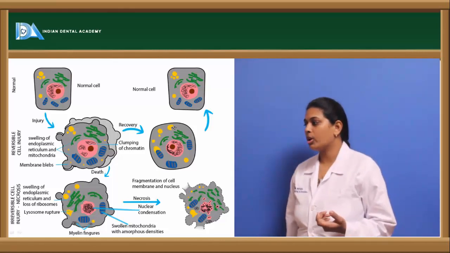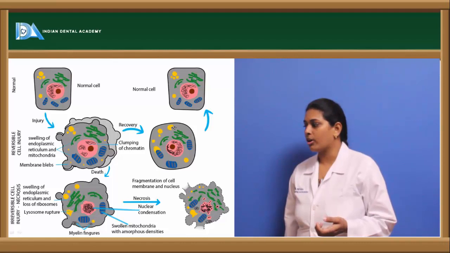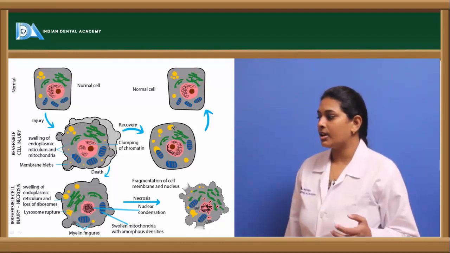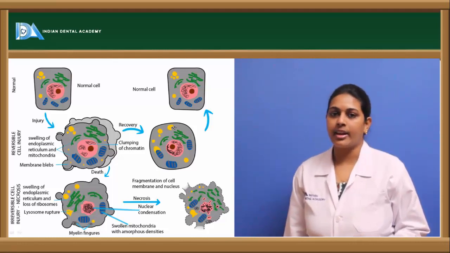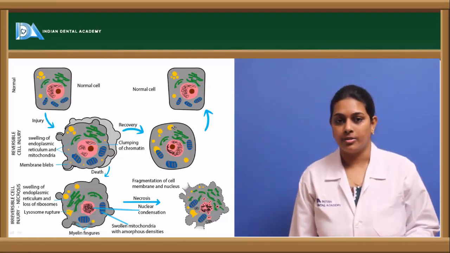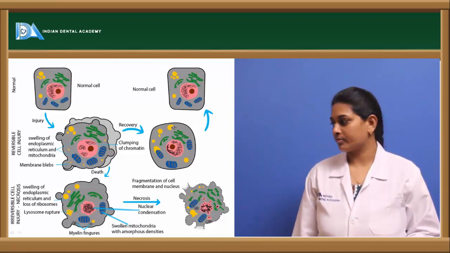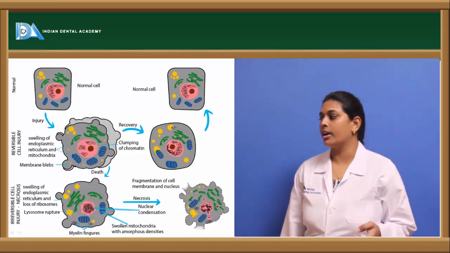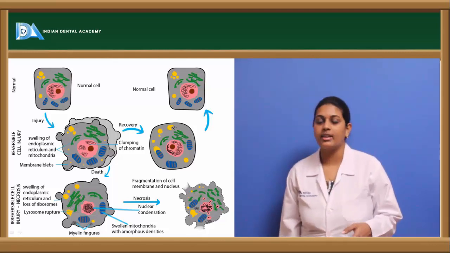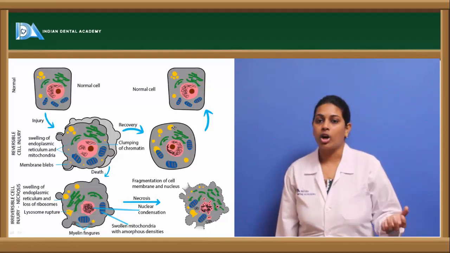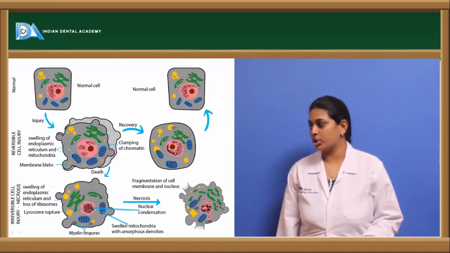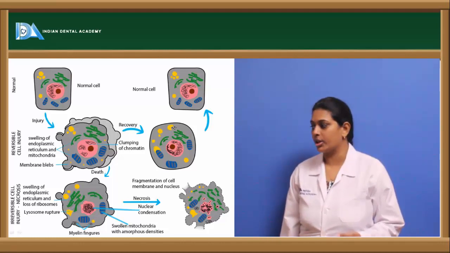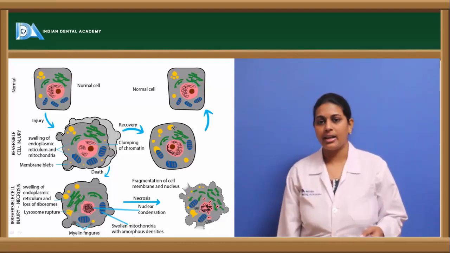We can also see clumping of the chromatin, that is, the chromatin starts condensing. Suppose this reversible injury is in a state that it can overcome this injurious stimulus by adaptive responses, it recovers. Suppose this injury is in such a state that the cell cannot overcome the exposure to the stimuli, then it undergoes irreversible cell injury, where there will be myelin figures formed.